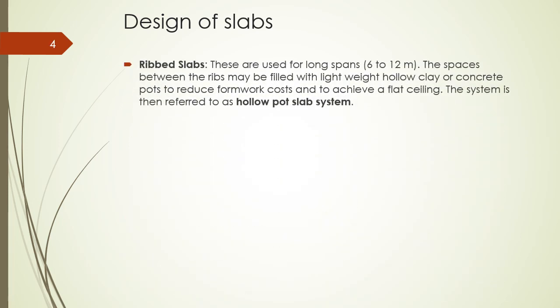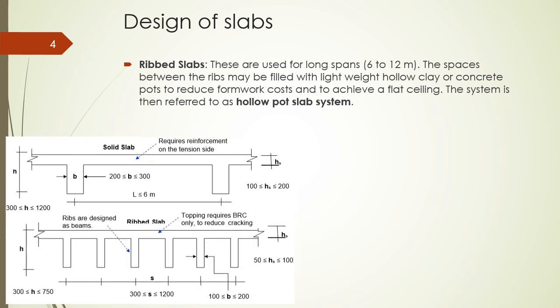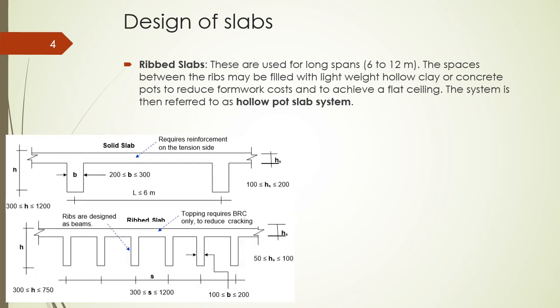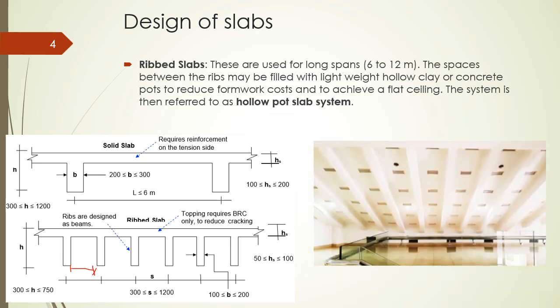The second type of RC slabs are ribbed slabs. Ribbed slabs are used for long spans, generally from 6 to 12 meters. The spaces in between the ribs may be left open or may be filled with lightweight hollow clay or concrete pots to reduce formwork costs and to achieve a flat ceiling. The system is then referred to as a hollow pot slab system. The hollow pots may be fit inside these ribs. They're usually hollow so that they become light.